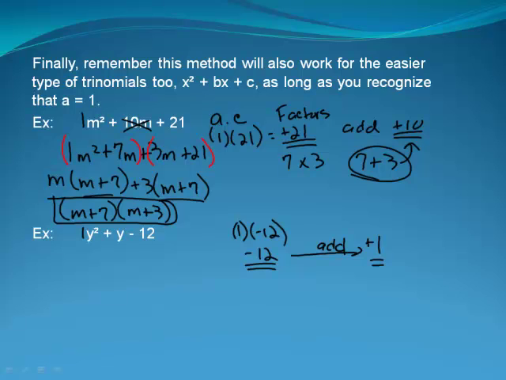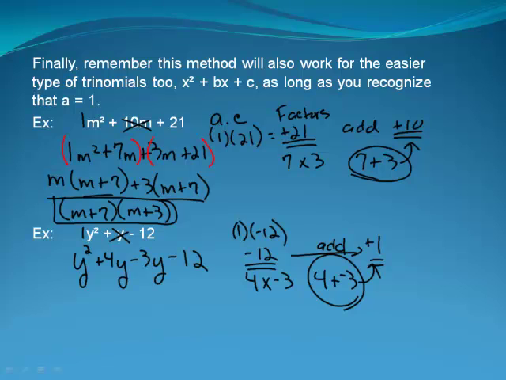Various combinations will give us a negative 12. One of them is 4 times negative 3. 4 times negative 3 is negative 12. 4 plus negative 3 is positive 1. So those are our factors. We're going to rewrite our middle term. So we've got y squared plus 4y minus 3y minus 12.